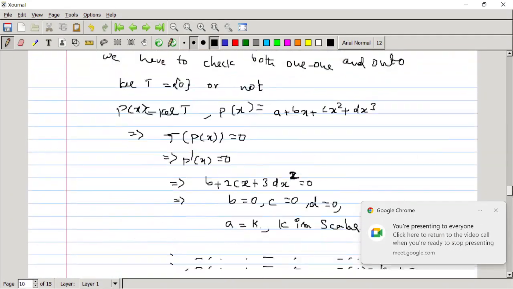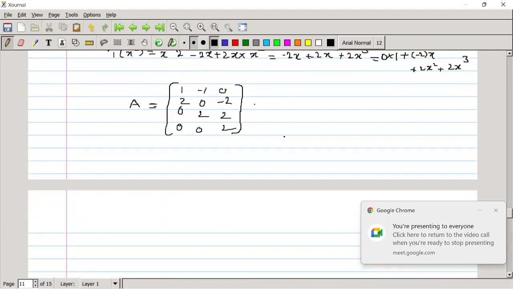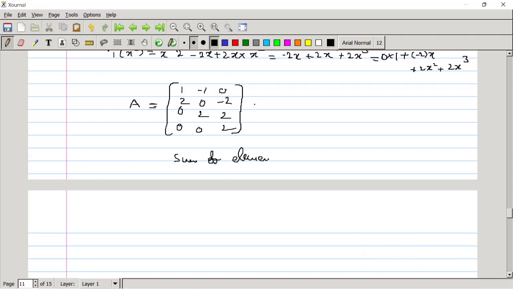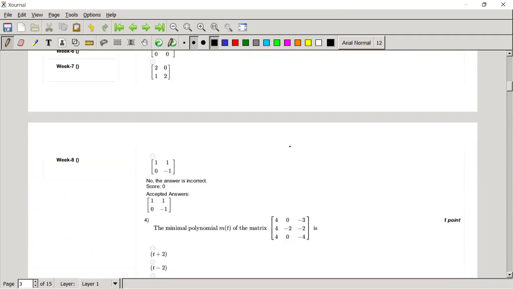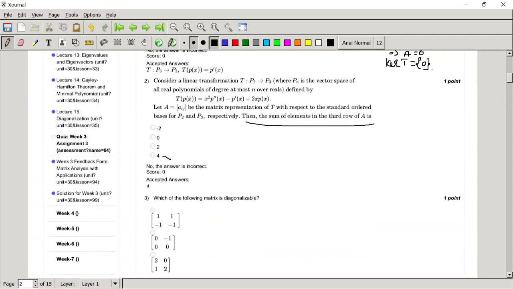So from this you can say the sum of elements in the third row is equal to 4. That is the correct option. Let me see in which option it is. So this is the correct option. Do you still have any doubt? This is how to write a linear transformation into matrix form.